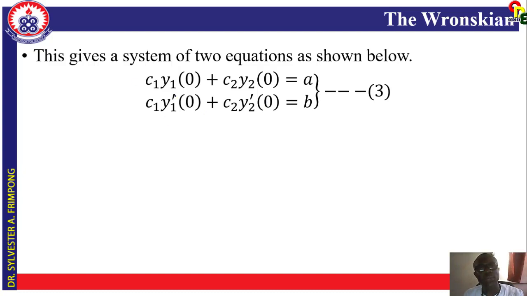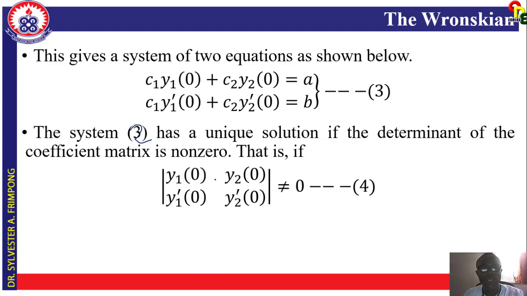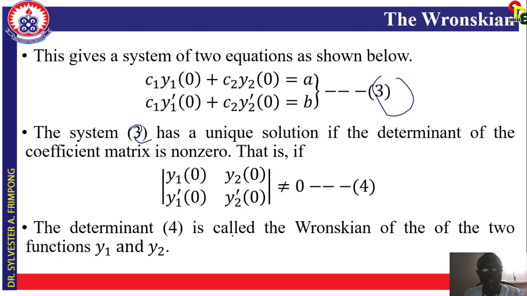Now, this is similar to a system of linear equations. So, the system has a unique solution if the determinant of the coefficient matrix is non-zero, that is, if this determinant here is not equal to 0. Then we say that this system, system 3 here, has a unique solution. Now, this determinant is what we call the Wronskian of the two functions y1 and y2.